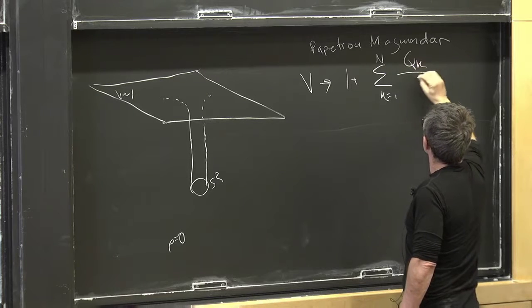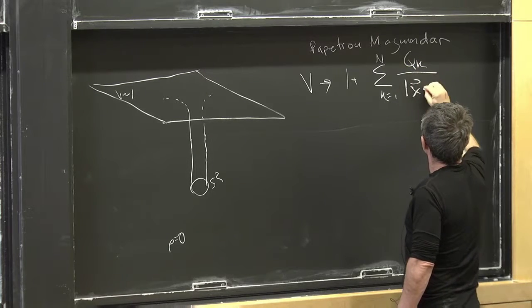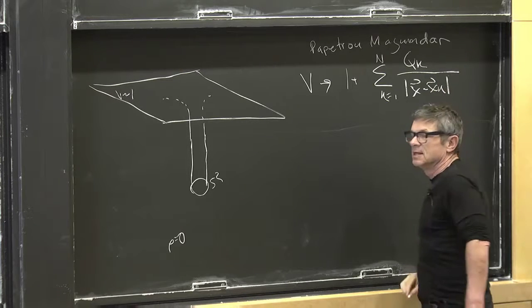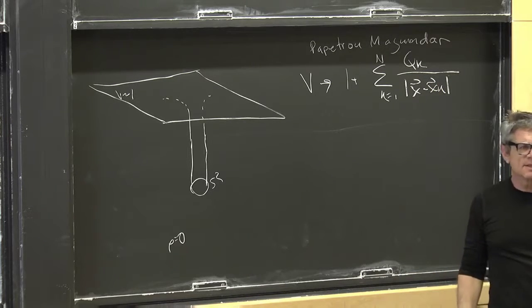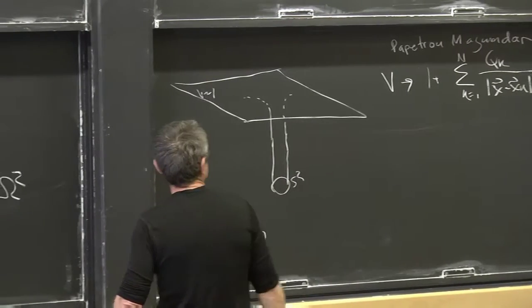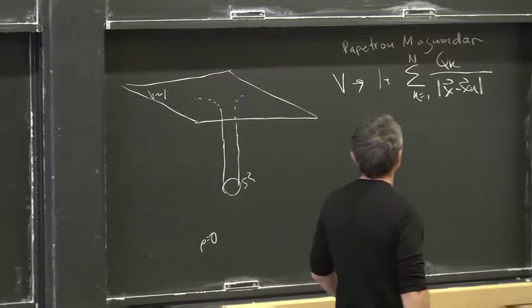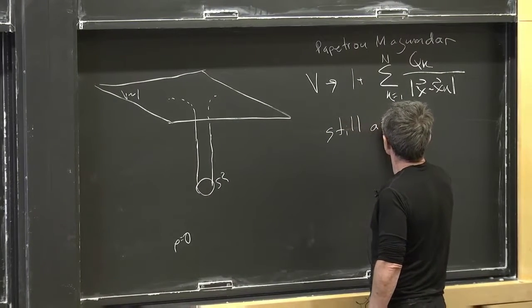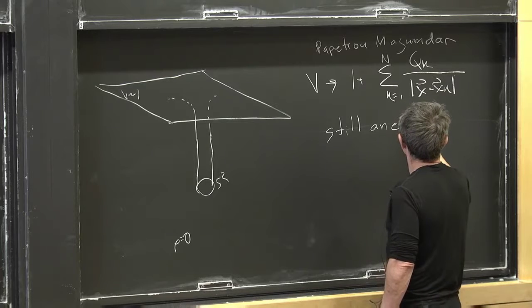qk over x minus xk, you can show, and it's not that hard because this is a pretty simple form of the metric, you can show that this is still an exact solution of the Einstein equation.